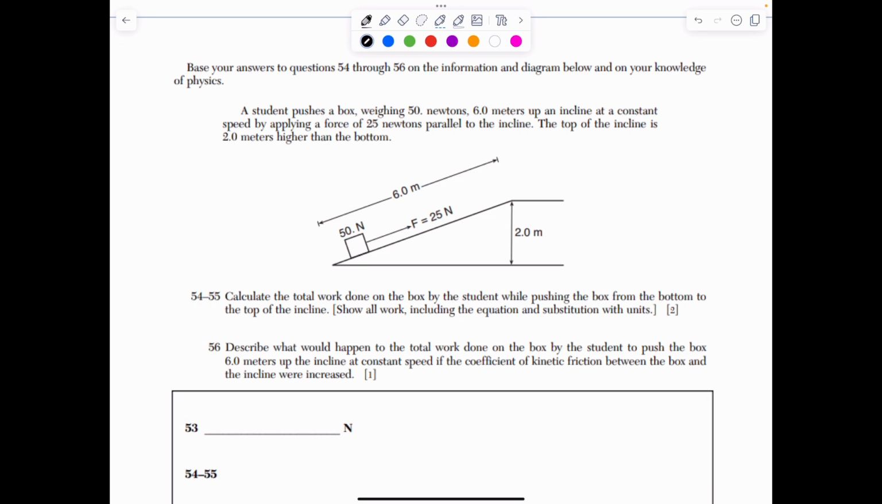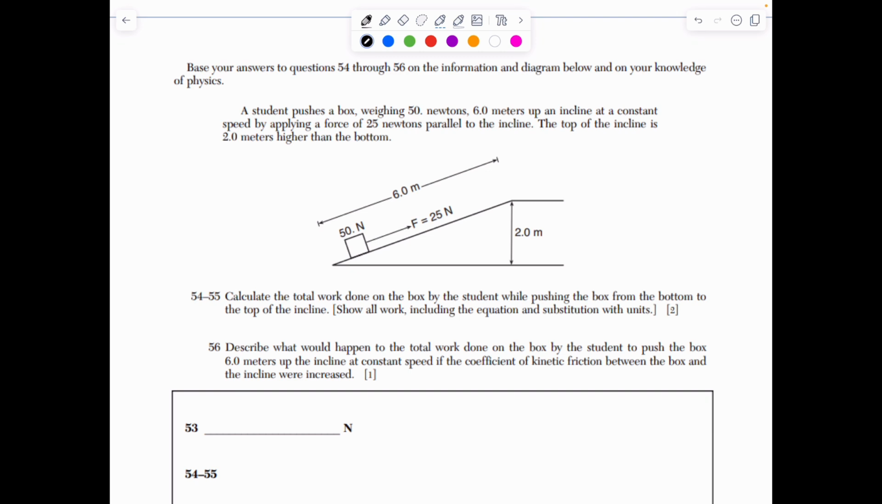Base your answers on 54 through 56 and the information in the diagram below. Okay. A student pushes a box weighing 50 newtons 6 meters up an incline at a constant speed by applying a force of 25 newtons parallel to the incline. Okay. The top of the incline is 2 meters higher than the bottom.